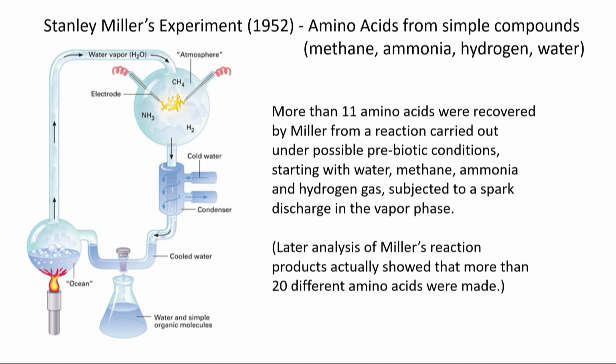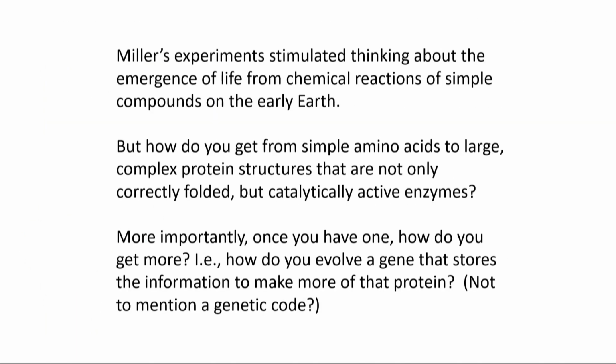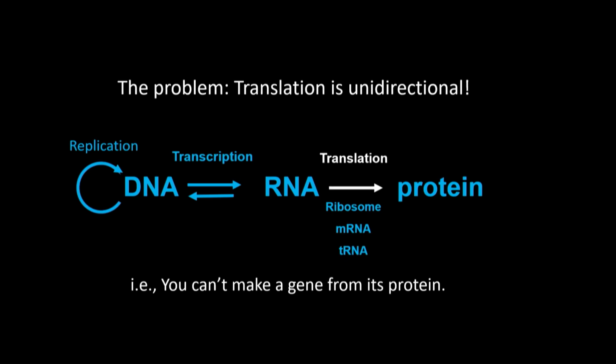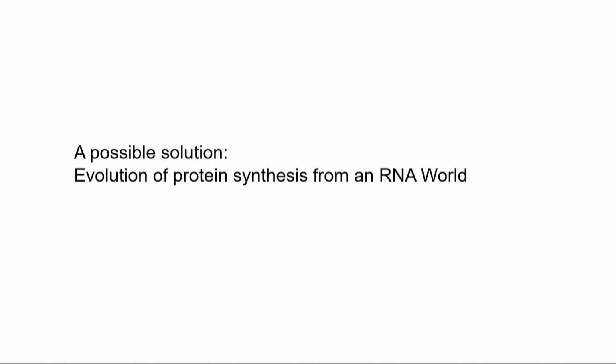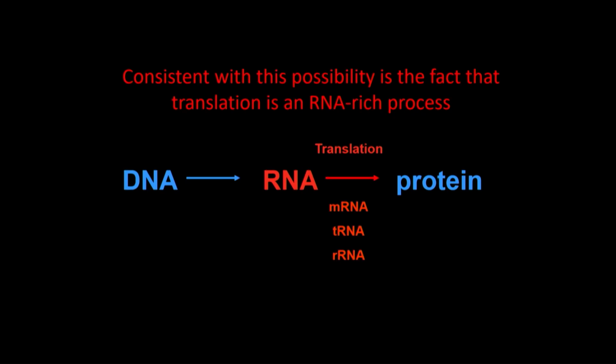But how do you get from the protein back to a gene? The bottom line there is you can't make a gene from its protein. And so a possible solution is that you evolve protein synthesis from an RNA world. That's consistent with the observation that protein synthesis, or translation, shown in red here, is very RNA rich. You have, of course, messenger RNA, but you also have transfer RNA, ribosomal RNA, and other RNAs involved in protein synthesis. But why would you do this? What was the driving force for the evolution of proteins from an RNA world?